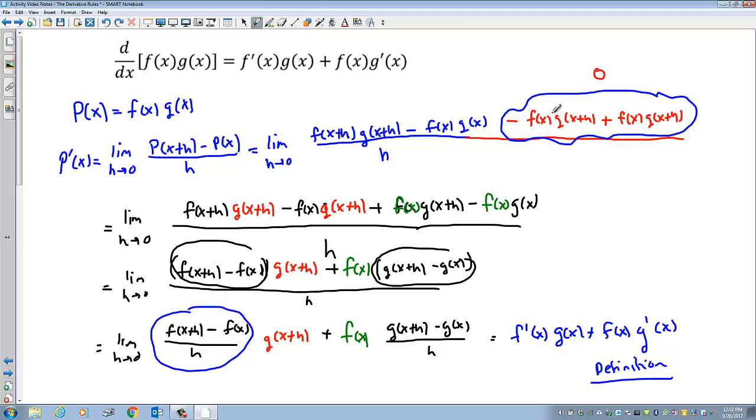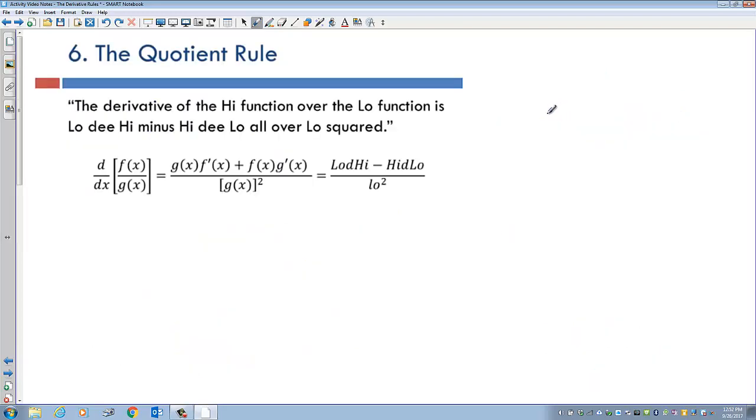Okay, so let's look at a next example, which is the quotient rule. Now the quotient rule, we don't actually need a definition to show why this is true. So we'll make a new function here. We'll call it the quotient, q of x. And we'll define it to be f of x over g of x. And of course, the question is, why is the quotient rule true? It's low d high minus high d low over low squared, and away we go.